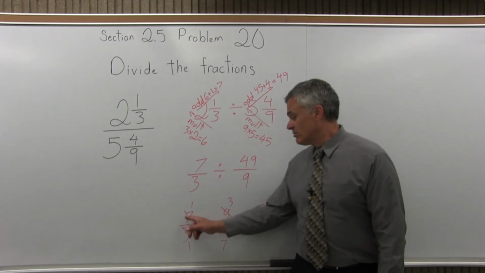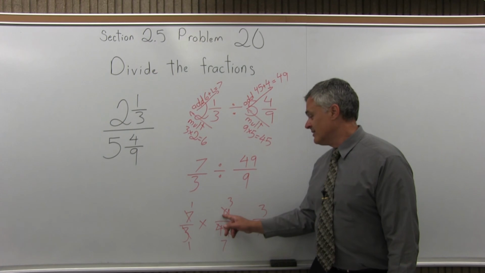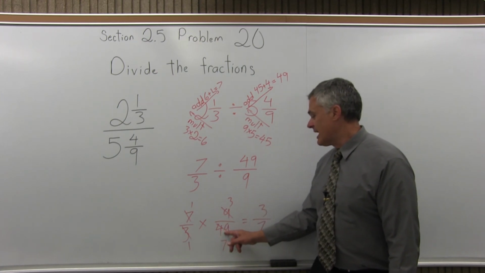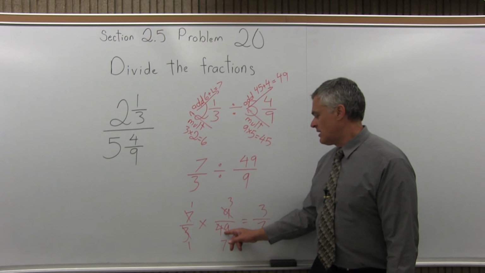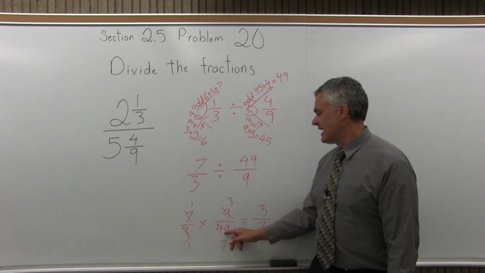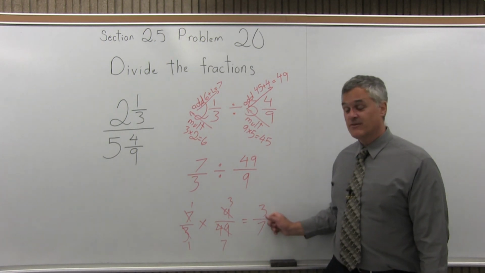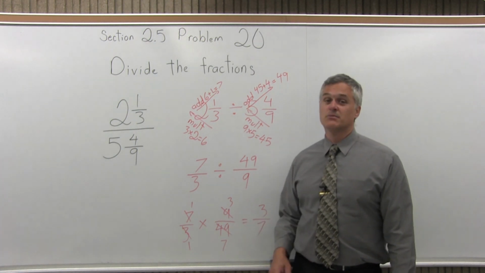Now if I had multiplied 7 times 9, that would be 63 over 3 times 49, which I think is 147, and you reduce it, it would reduce to the same 3 over 7. But pre-reducing is much easier.